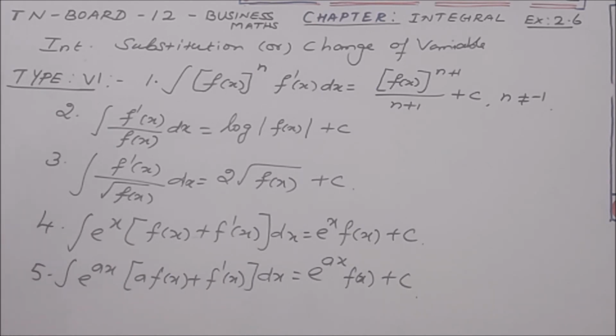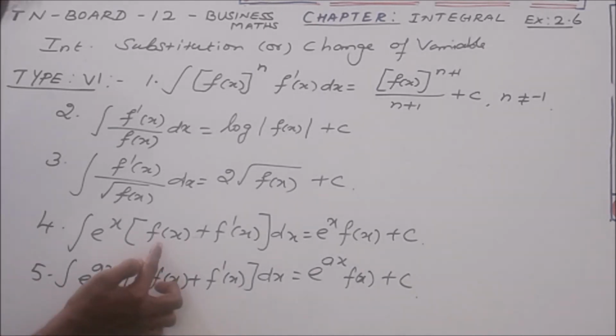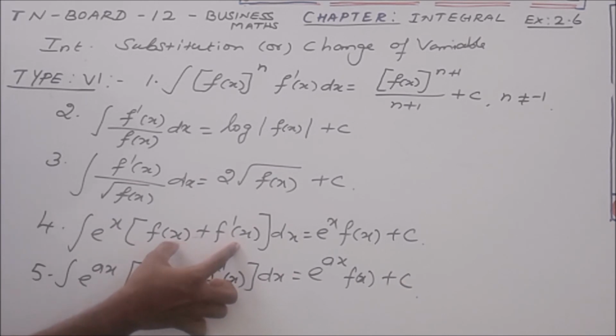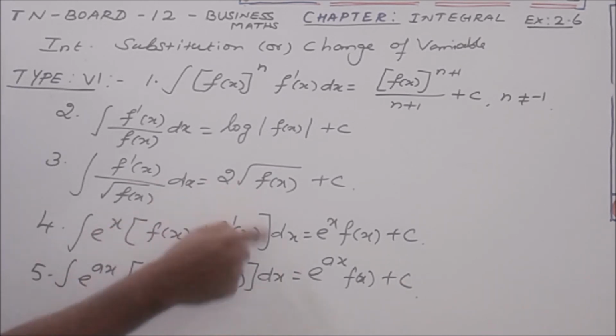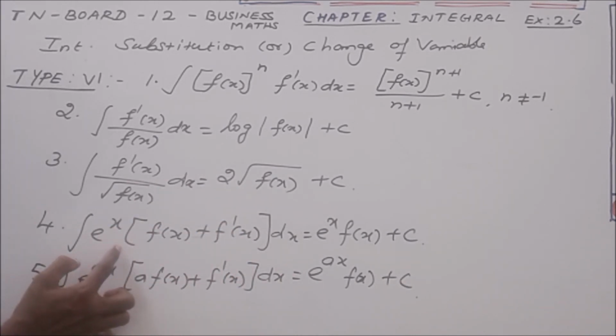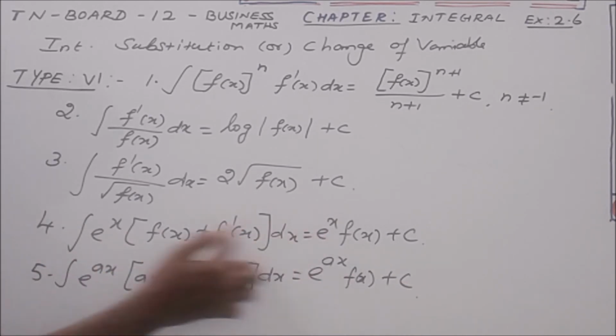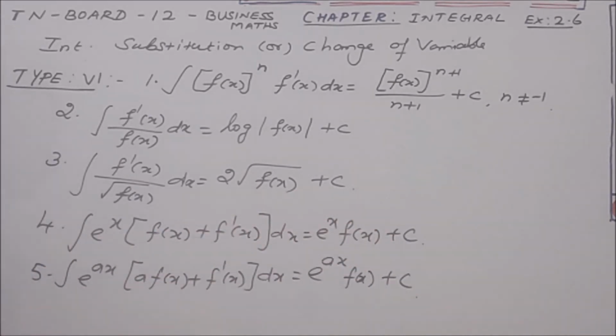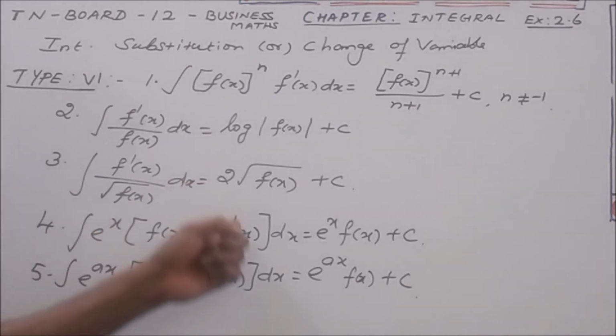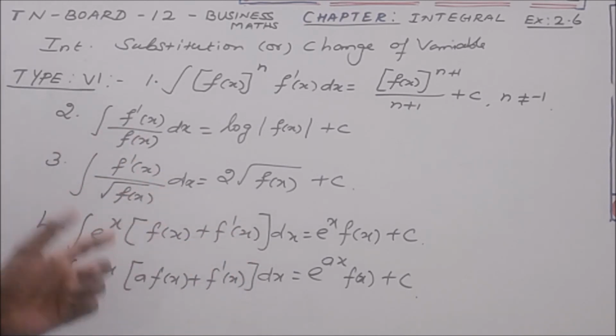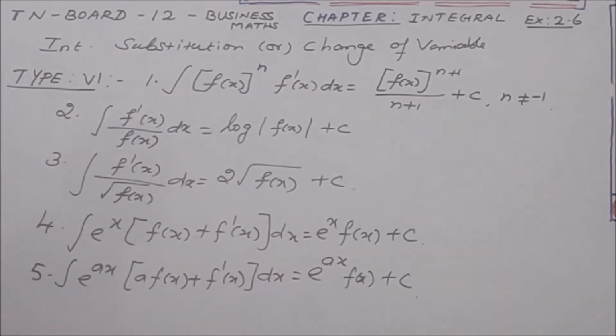And then the fourth one, look at here. F of x is the function, f dash of x its derivative, both are in addition, and the whole value is multiplied with e power x. We can go with e power x into f of x plus c. We need not worry about this f dash of x, but it is in the form of e power x into function plus its derivative. If it appears in that form, you can go to e power x f of x plus c.